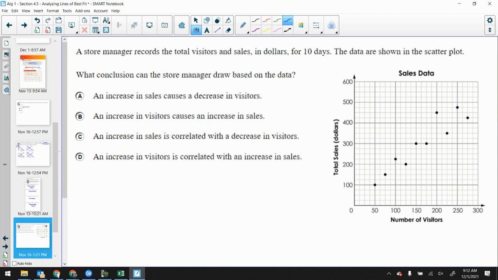So let's take a look at our options. An increase in sales causes a... well, that's wrong anyway. An increase causing a decrease? No. That would be a negative one, but this is positive, right? So we can knock out C as well, because it's increase, decrease. Now, the only two options left: an increase in visitors causes an increase in sales.